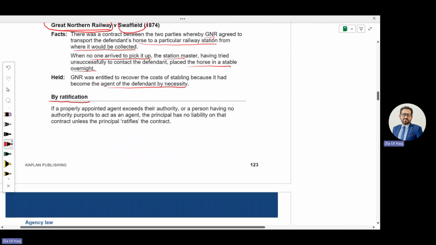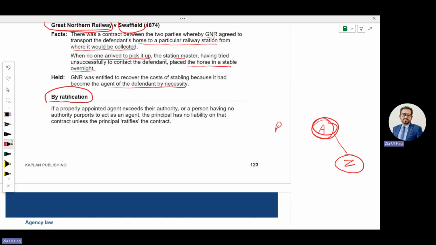Agency can be formed by ratification. Ratification means there are two persons, and this person A is performing some transaction with Mr. Z and saying, I am performing this transaction on behalf of P, while there is no agency relationship between P and A. Afterward, if P becomes aware of this act, he either can deny, no, he is not my agent, and inform Z, or he can approve, yes, he is my agent. Obviously, if he is getting some benefit through this transaction, he will accept. If he accepts, that is called agency by ratification, meaning by approval of the principal.